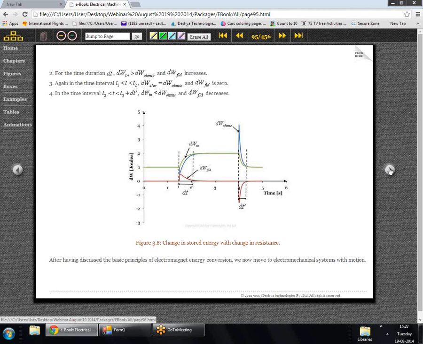So if we look at this figure, figure 3.8, it shows all the differential energies. Please keep in mind these are not the energies but the differential energies. Differential energy is a function of time, whereas energy is the quantity we get if we integrate the power over a duration of time. But differential energy is something which is instantaneous. So the green curve shows the differential input energy, the blue curve shows the differential ohmic energy, and the red curve shows the differential field energy.